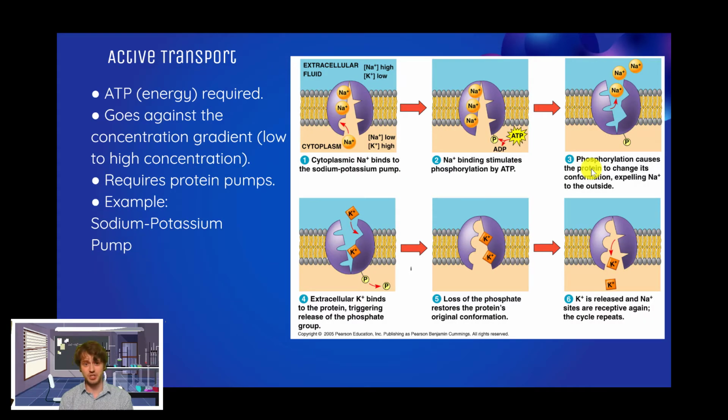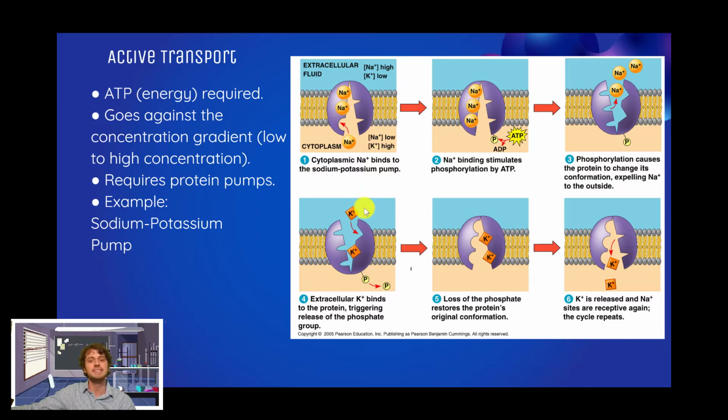Now, active transport. When I'm talking about active transport, remember, energy is required. And where is that energy coming from? That energy is coming from ATP, because that's where it's been stored. This is where we go against the concentration gradient. So we're going from low concentration to high concentration, and these require protein pumps.